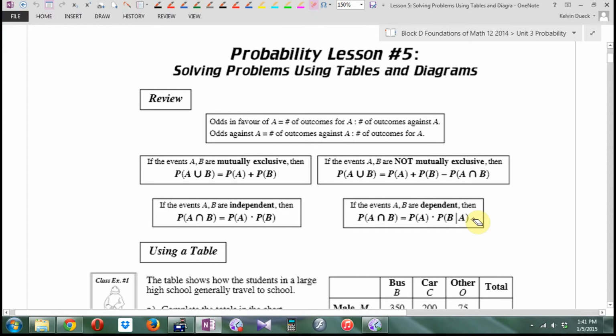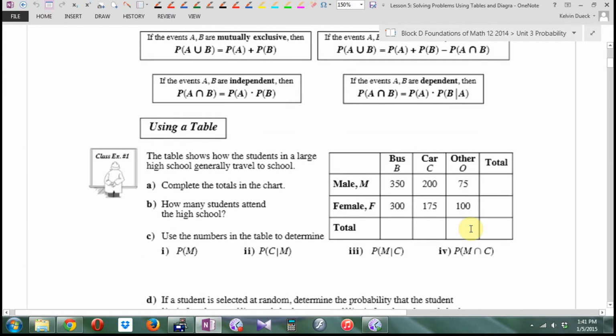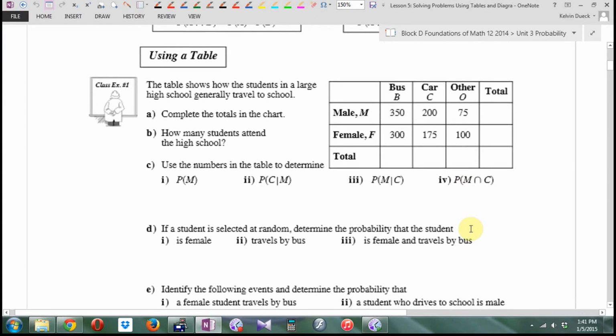What are some tools? Well, one way, we can use a table. Example 1. The table shows how the students in a large high school travel to school. So I'm looking at this. I guess we have gender along the vertical, and we have mode here. Let's fill in the totals.